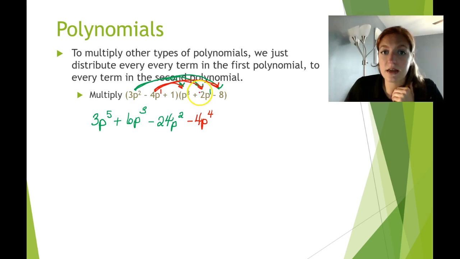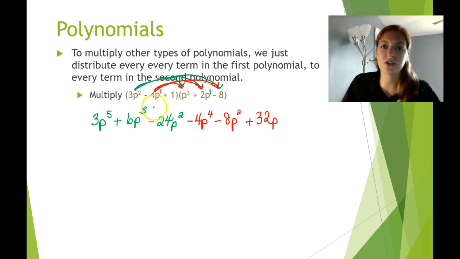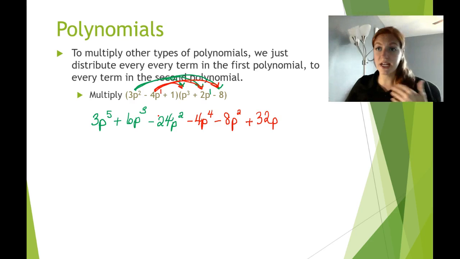Negative 4p times 2p. So that's going to be a negative. Negative times positive, negative. 4 times 2 is 8. And then we have p squared, since 1 plus 1 is 2. And finally, negative 4p times negative 8. Two negatives make a positive. 4 times 8 is going to give us 32p. Don't forget that p. He's just chilling out. Okay, so we've multiplied in that second term.